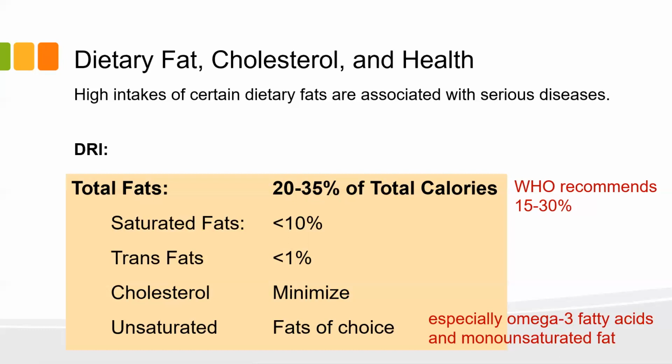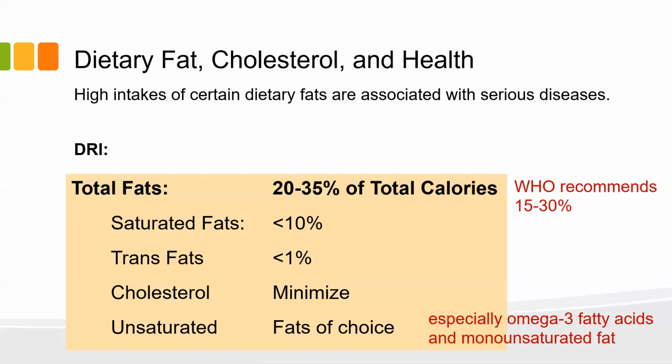The other thing I thought was interesting is the World Health Organization is actually recommending a slightly lower bar, 15 to 30%. I'm not sure why there are slightly different recommendations, but you can see there are recommendations around saturated fats being less than 10% of your total calories and trans fats being less than 1%. And we'll talk about trans fats in a bit. I haven't talked about them really yet at all. Trying to minimize cholesterol. There's no recommendation in terms of what percentage of your diet, other than saying try to minimize it and have moderation.